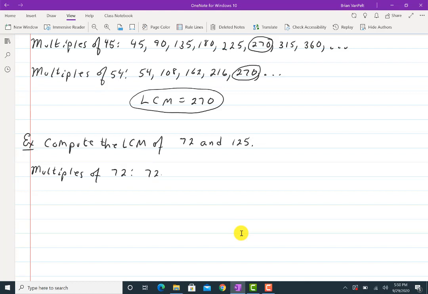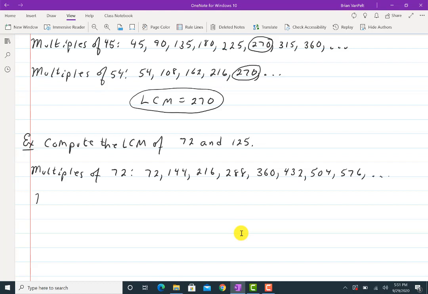So I have 72, 144, 216, 288. That's 5 times, that's 360. It's easier for me to multiply. 6 times 72 is 432. And then I believe I have a 504. Then I have a 576. And this goes on.